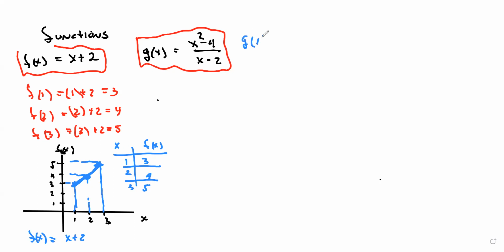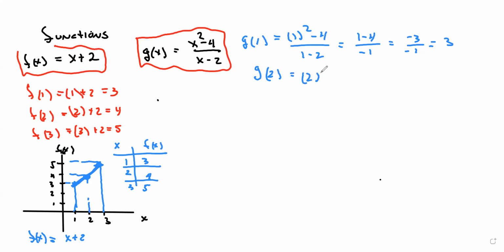So g of 1 is going to be 1 squared minus 4 over 1 minus 2, which is going to give you 1 minus 4, which is minus 3, divided by minus 1, which is going to be 3. g of 2 is going to be 2 squared minus 4 over 2 minus 2. This is 4 minus 4 over 2 minus 2, which is going to be 0 over 0, which is not good.